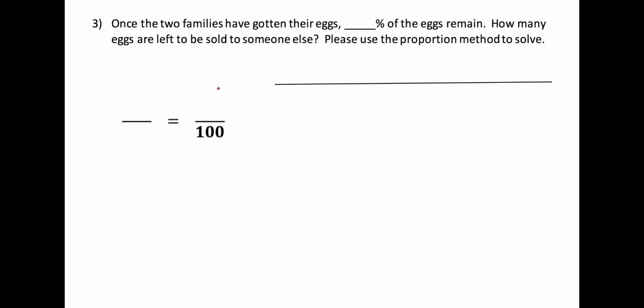Okay, so let's see how you did. So the 2 families have gotten their eggs. So we know that the Martin family, they use 10 eggs for breakfast, and we know that they sell 5 eggs to the Corral family. So that is a total, if I'm not mistaken, of 15 eggs, right? 10 plus 5 equals 15. So 15 eggs have been used up.